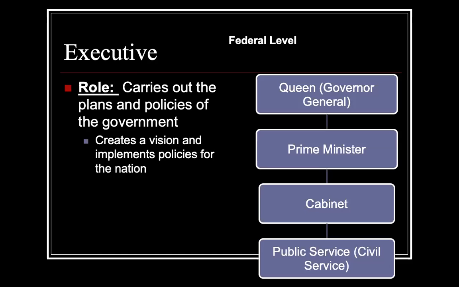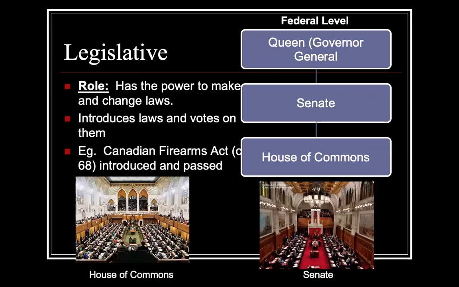So the prime minister and cabinet ministers will, in many cases, sit around and strategize and come up with a plan that says, okay, what are things that we can do to make Canada better, healthier, more prosperous? And they take these ideas and go and talk to the next branch, which is the legislative branch. The word legislate or legislation is a fancy term for laws and lawmaking.